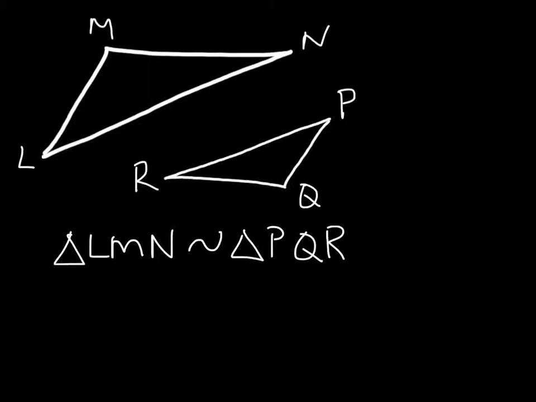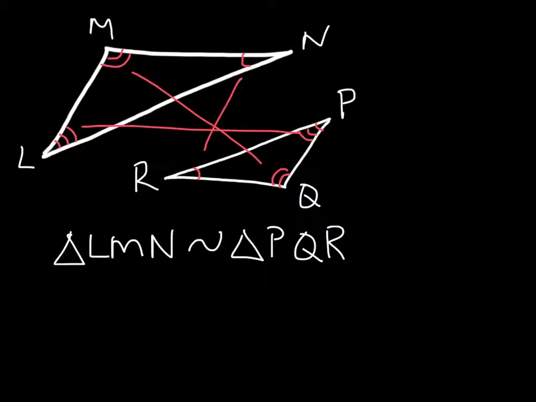So let's identify the congruent angles. So our corresponding angles are going to be R and N, Q and M, and P and L. See how the number of arcs corresponds? So the 1 goes with 1, 2 goes with 2, 3 goes with 3.